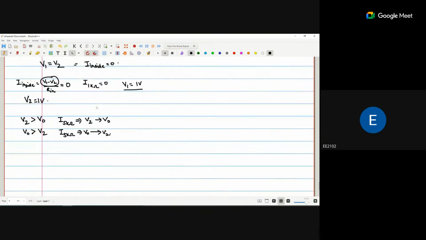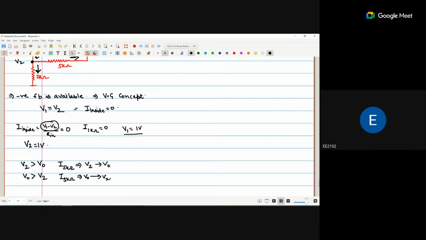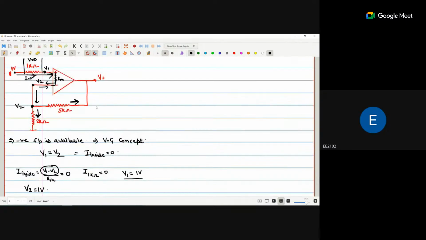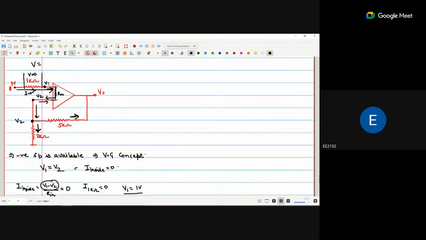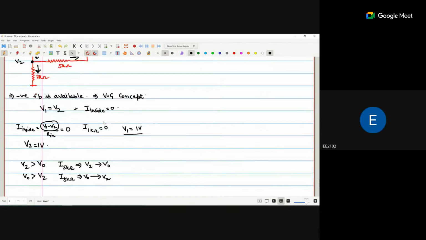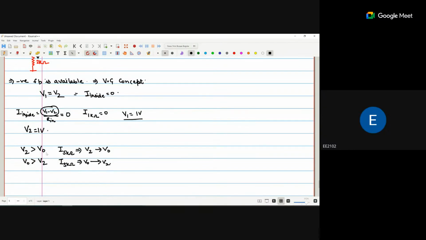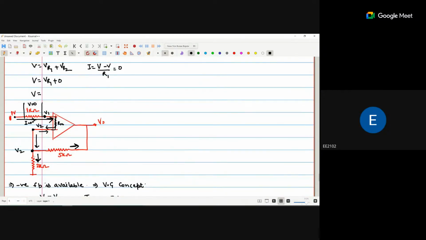Now I apply the KCL at the V2 node. Why? Because there are two currents, and I assume that both currents are going away from the node. That means one current is going from V2 to ground and the second current is going from V2 to V0, because we don't know V0. We are saying V2 has a 1 volt potential, so the current will be going from V2 to V0. So can you apply the KCL at this point?